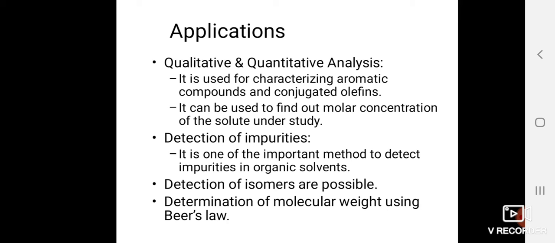Then we can also use this method for detecting impurities, because again all organic molecules, as I told you, have a specific absorption coefficient, and the presence or absence of impurities will affect their absorption maxima as well as the OD of absorption. So this change in the absorption maxima or OD can give us an idea about the type of impurities present in the organic molecules.